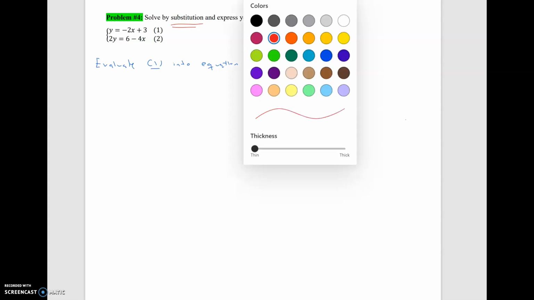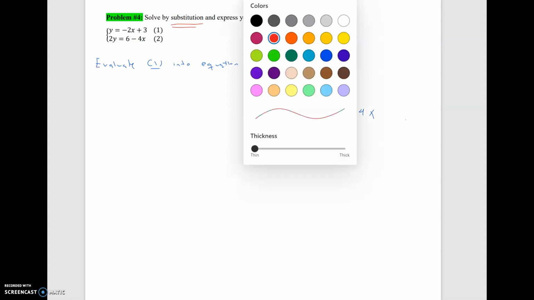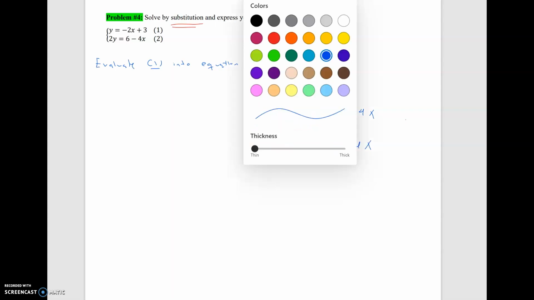Let me just rewrite it. This is 2 times y, which is negative 2x plus 3, equal to 6 minus 4x. Then let's simplify both sides. Distributing out the 2, it's going to give us negative 4x plus 6 is equal to 6 minus 4x.